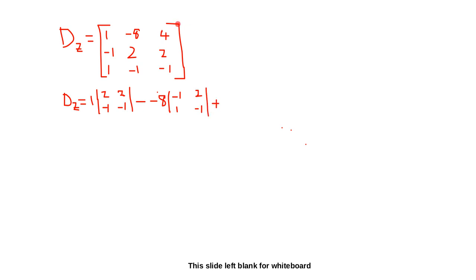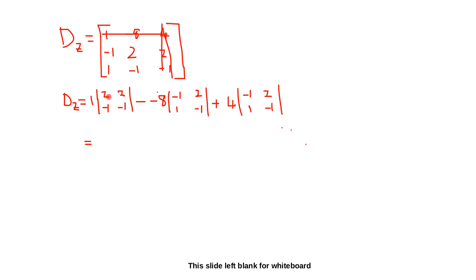Then plus the next element, there is a 4. So plus 4 into, so we delete row 1, column 3, where it is appearing. So it's minus -1, 2, 1, -1. Then we expand.